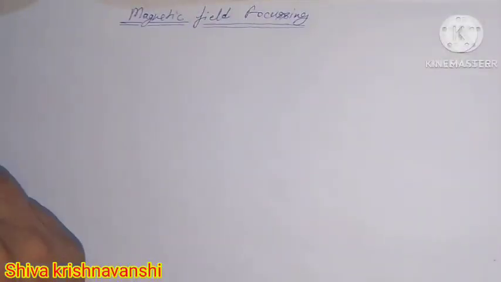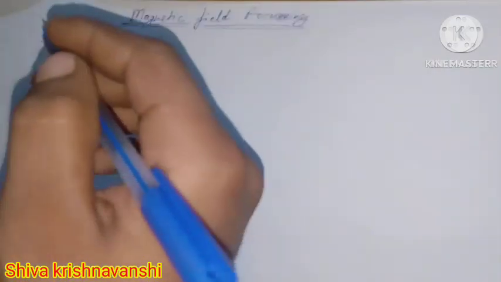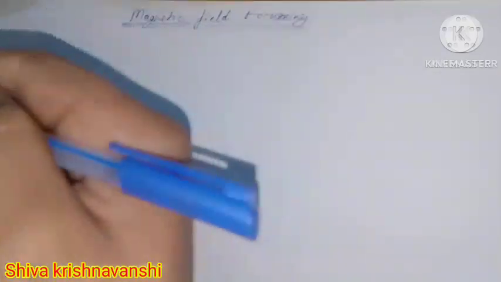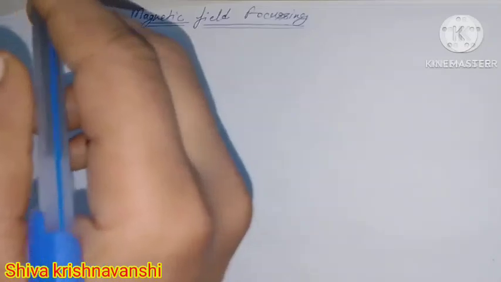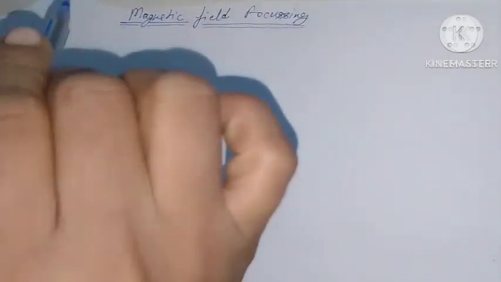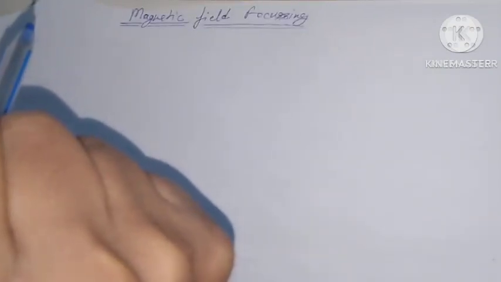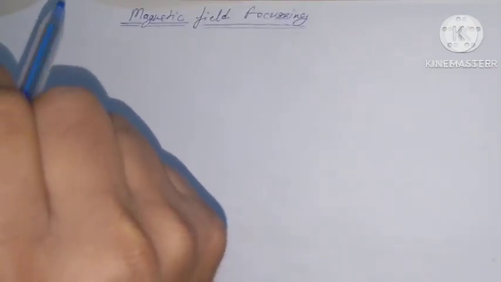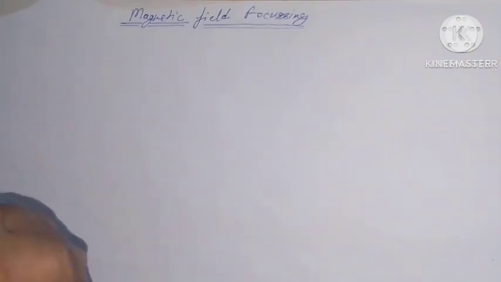Magnetic field focusing. An appropriate configuration of non-uniform electric field, as seen in previous articles, is used for focusing of electrons.